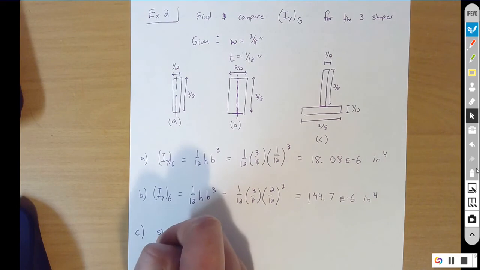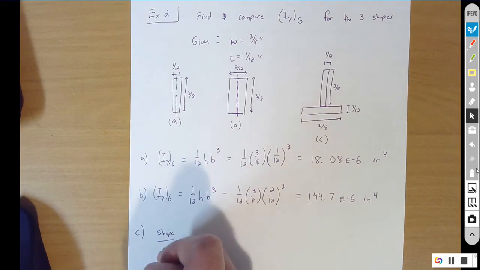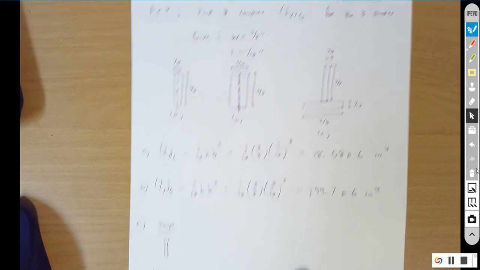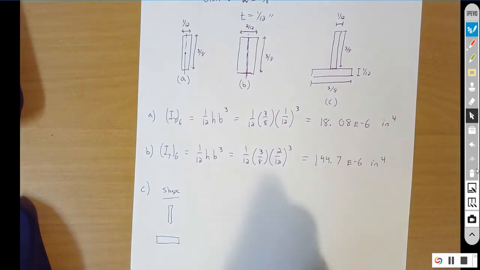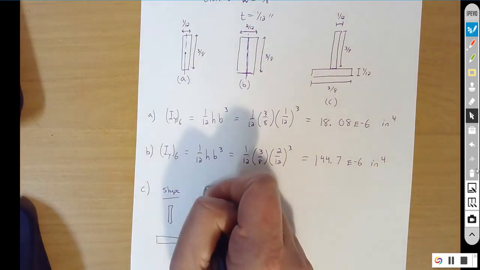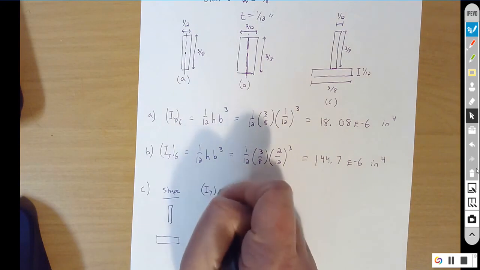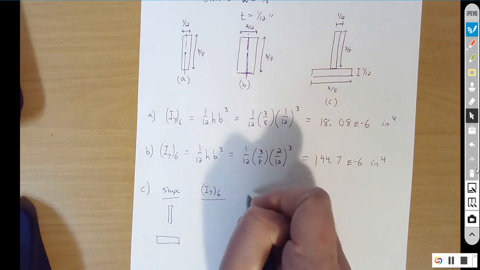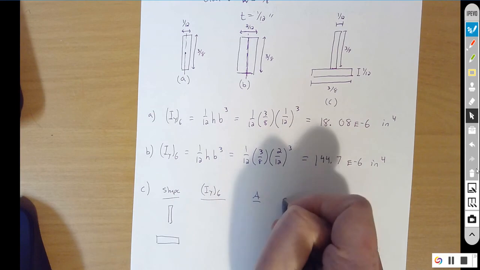So let's just set that up real quick. So we have a shape. I don't even need a number of these, I'll just draw them. A little bit easier. And what I want to know is what is their IYG. And then I'll look at their area and their distance.